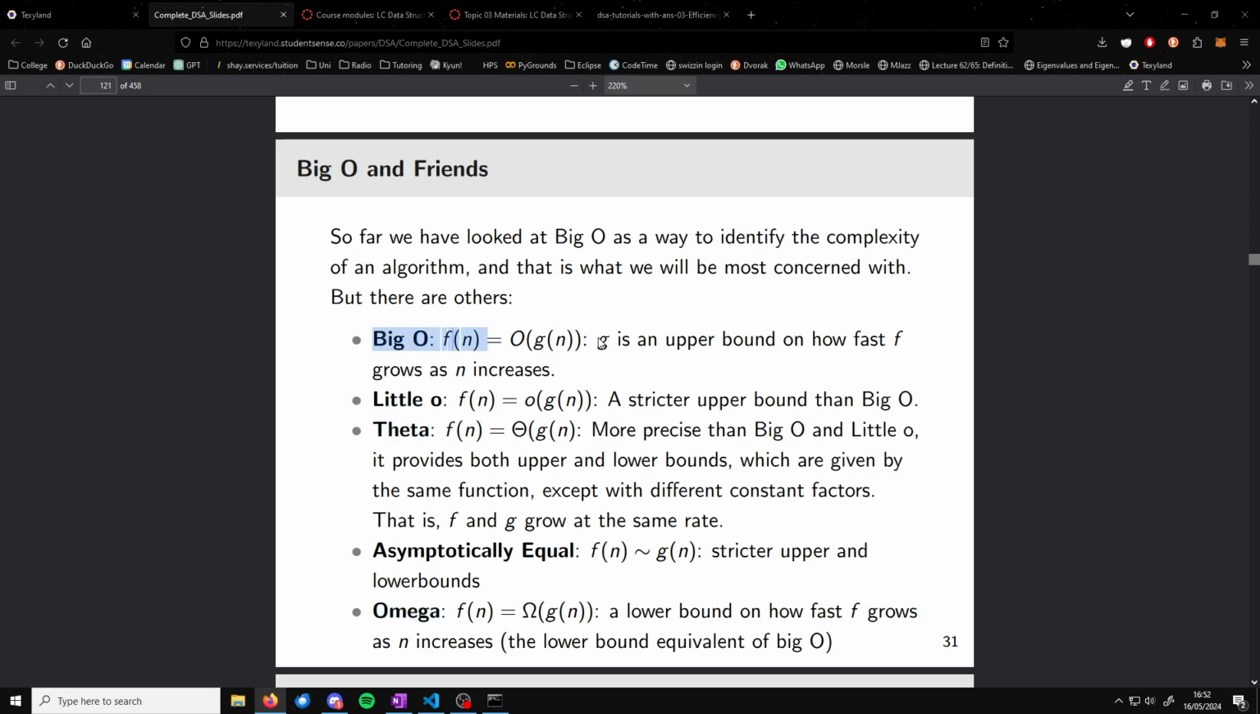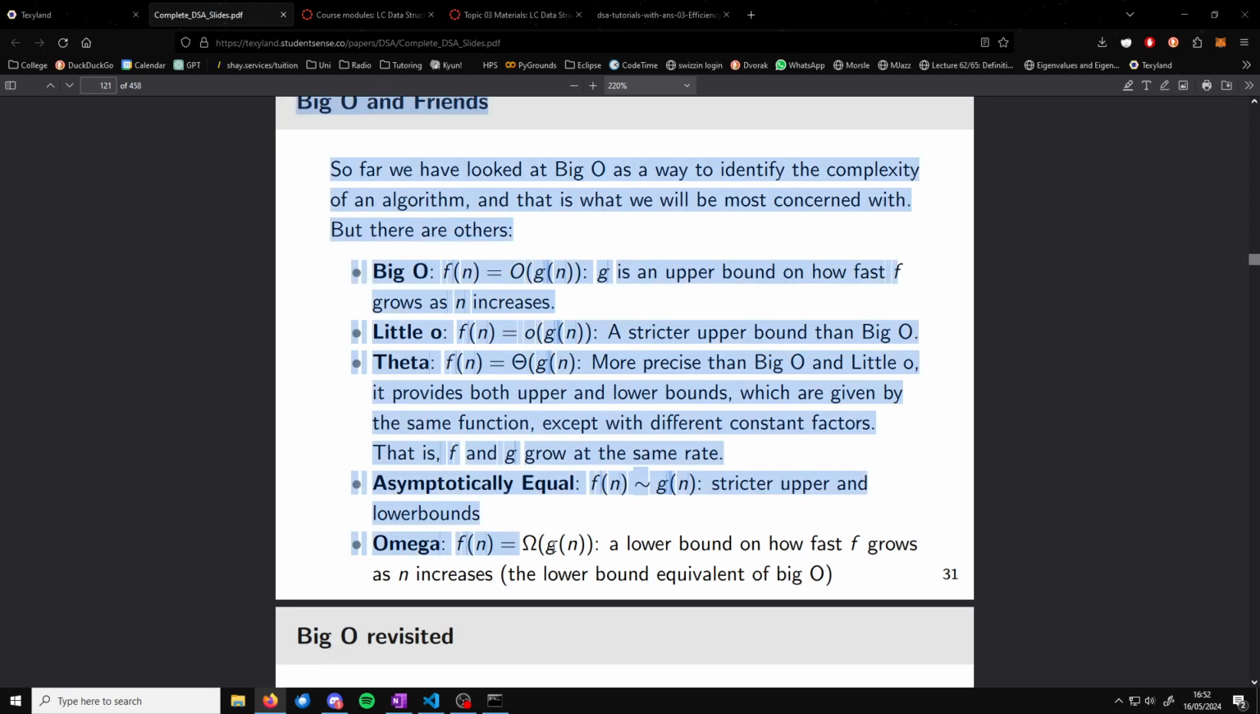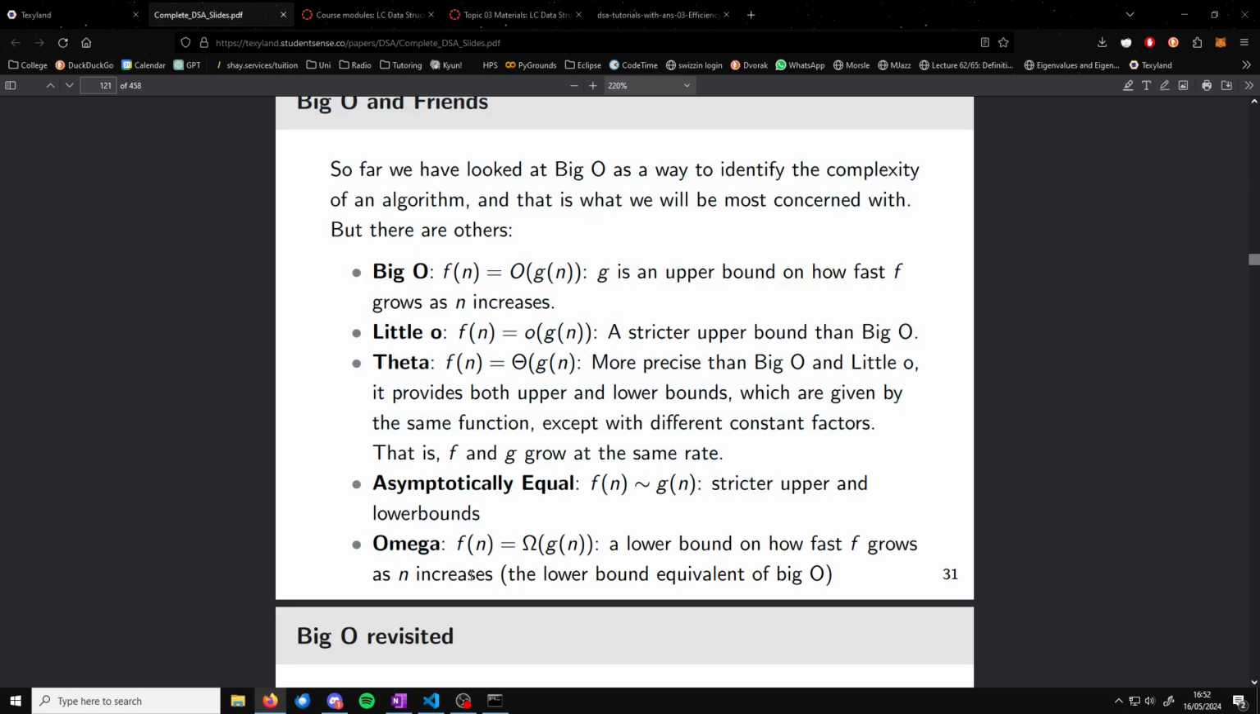So big O, g is an upper bound on how fast f grows as n increases. Little o is where we have a stricter upper bound than big O. That's where we have our limits. Theta is an upper and lower bound, which is given by the same function but with different constant factors. And omega is a lower bound on how fast f grows as n increases.